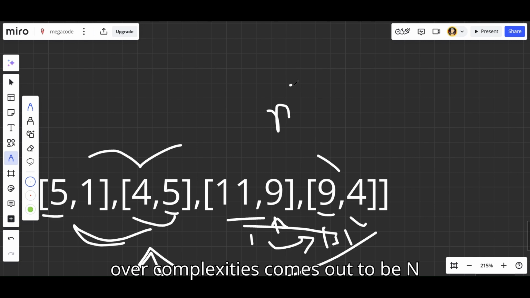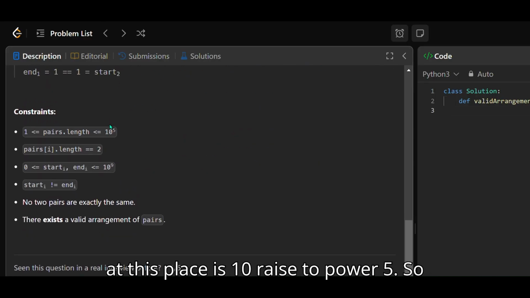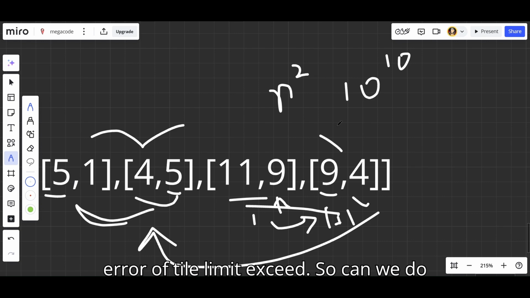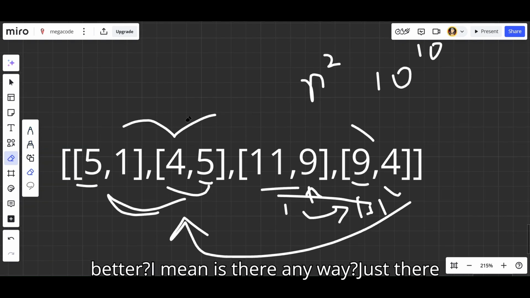The time complexity comes out to be n square, and the n which we have at this place is 10 raised to the 5, so it's obviously going to be 10 raised to the power 10. So it's the kind of solution which is going to give us a time limit exceeded error. So can we do better? Is there any way? Yes, there is a way.